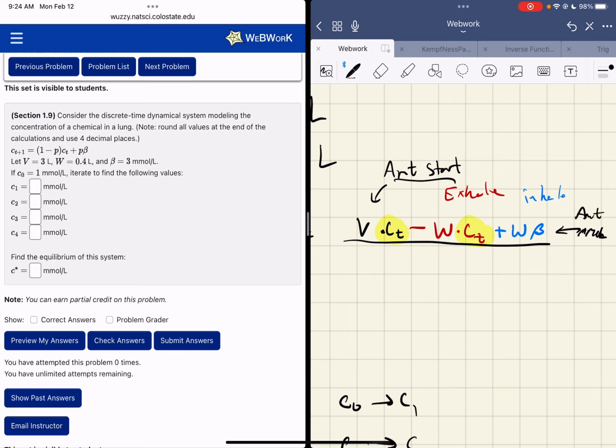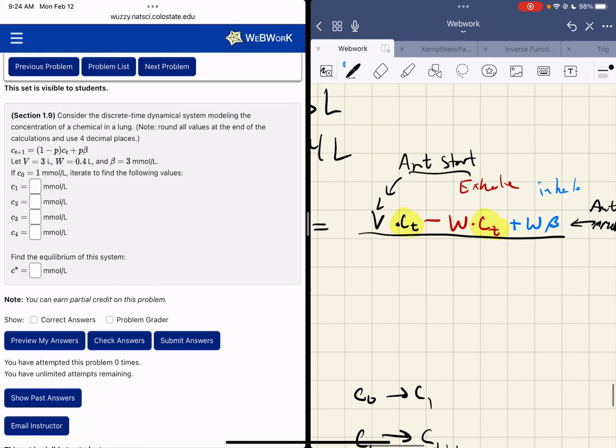Okay, and if you just look at units, let units be your guide. Liters, millimoles per liter. Liters are gone. Okay, the numerator is all just millimoles.